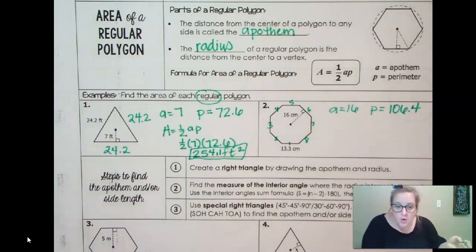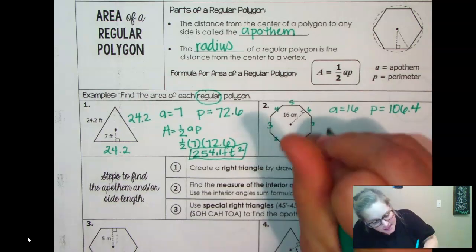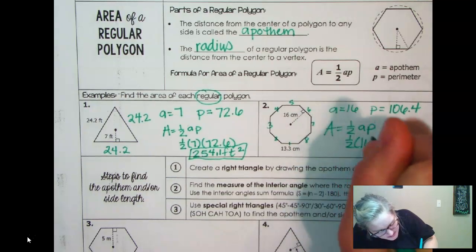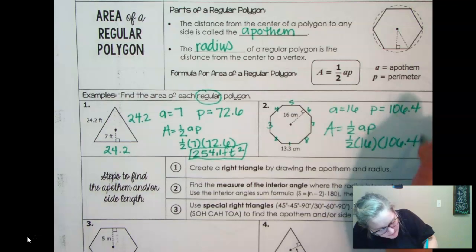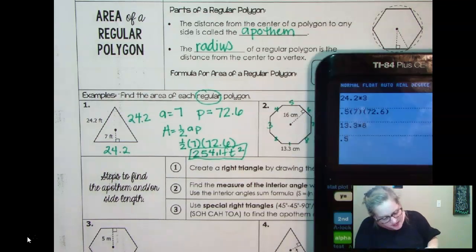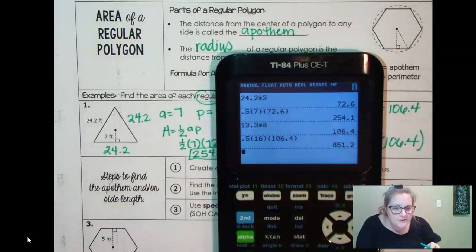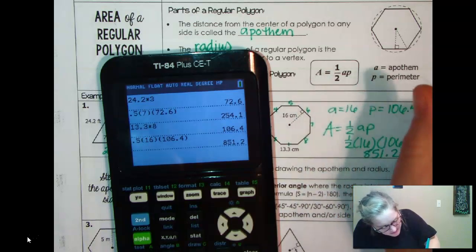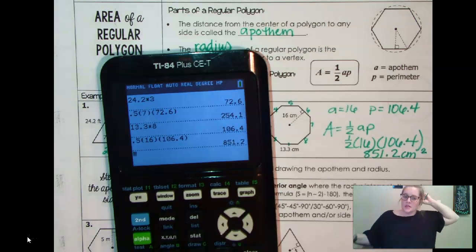So if you know one side of your polygon, just multiply it by the number of sides that you have on that polygon, and that will give you your perimeter. Then I just plug it in. 1/2, 16 times 106.4. Again, you can just put 0.5 times 16 times 106.4. 851.2. And that is centimeters squared. That's it. Just that easy.